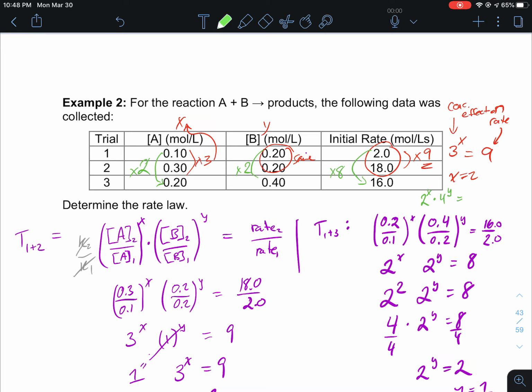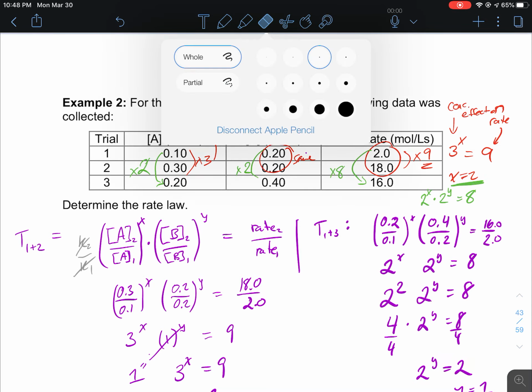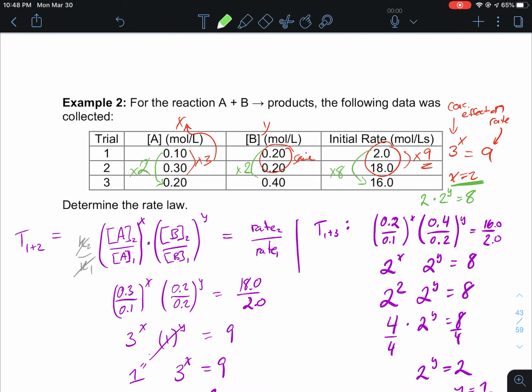Another 2. 2 to the power of y equals 8. Except, what did we just solve for? X equals 2. So let's go in and fix that. So here's our 2 from before. Bring that in. And so now we can do a little bit of logical deduction.